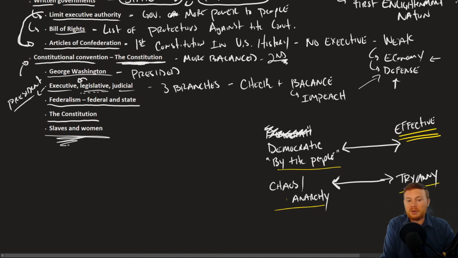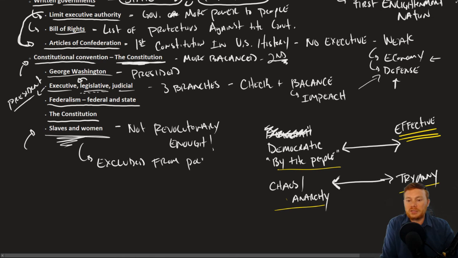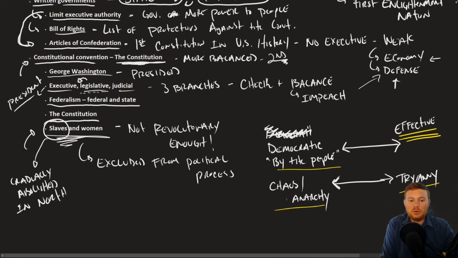Now, one thing that we need to say about the American Revolution is that in some ways it was not revolutionary enough, right? One example of that is that both slaves and women were excluded from the political process. For example, when it came to slavery, slavery was only gradually abolished in the North, where it became more entrenched in the South. And women gained no voting rights.